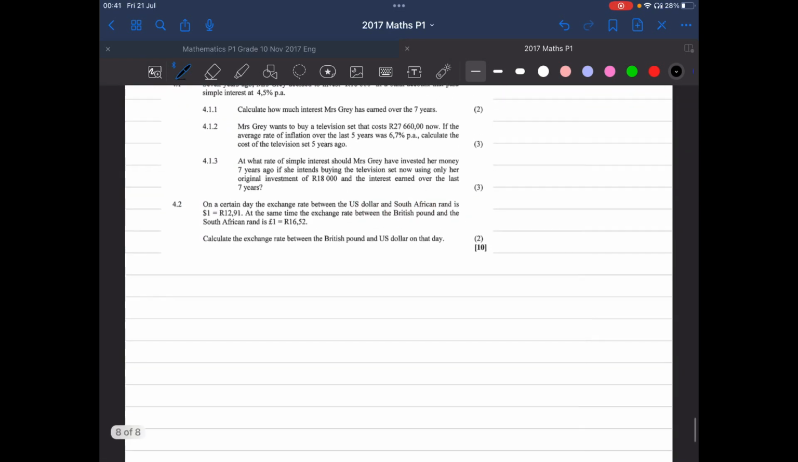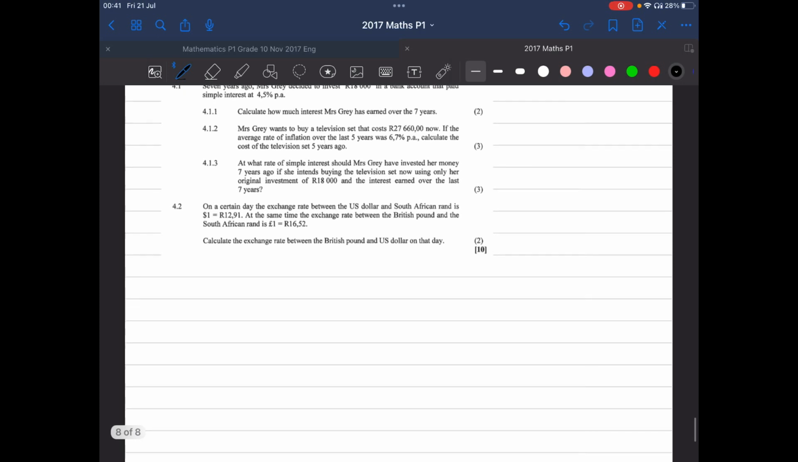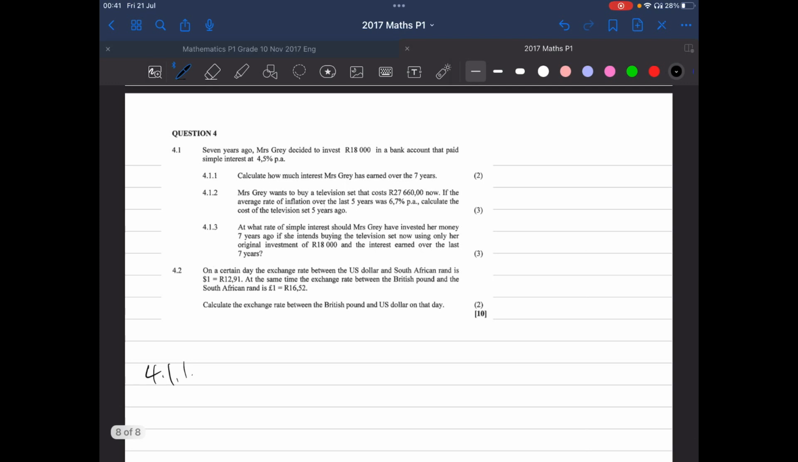Let's look at question 4 now, which is finance. Question 4.1 says, 7 years ago, Mrs. Gray decided to invest 18,000 Rand in a bank account that paid simple interest at 4.5% per annum. Calculate how much interest Mrs. Gray has earned over the 7 years.